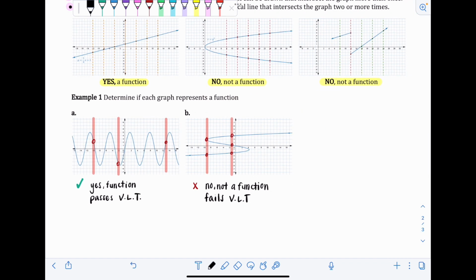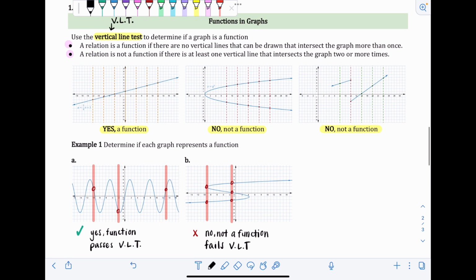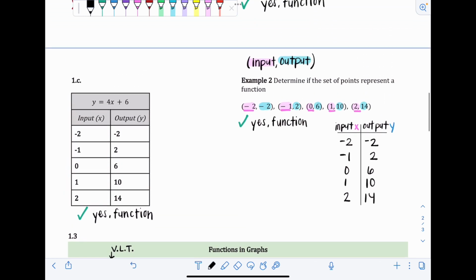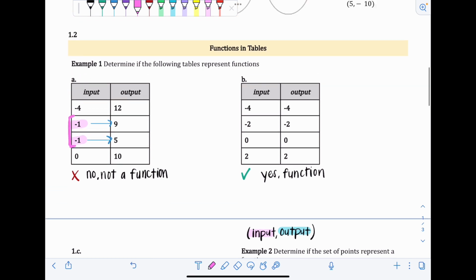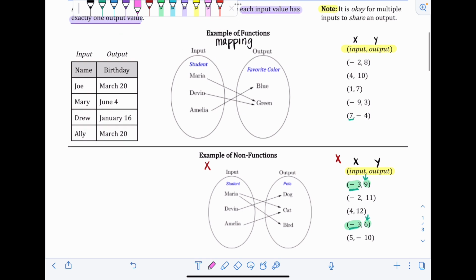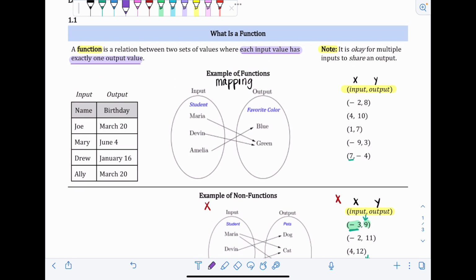Okay, so just want to recap really quick. So 1.3 was using the vertical line test to determine if a graph is a function or not. And then 1.2, that was identifying if a table was a function or not. And in order to do that, you want to look for any set of input values that may be repeated that goes to different output values. And then 1.1 was just definitions of the function itself. If you don't have this written down, you do want to save it and be able to refer back to it later, and this note as well.